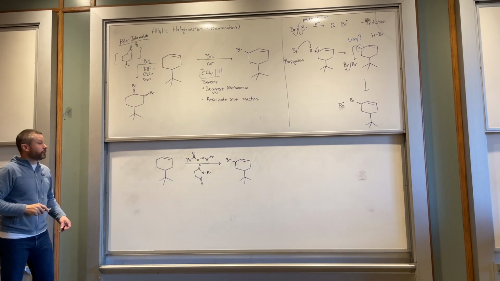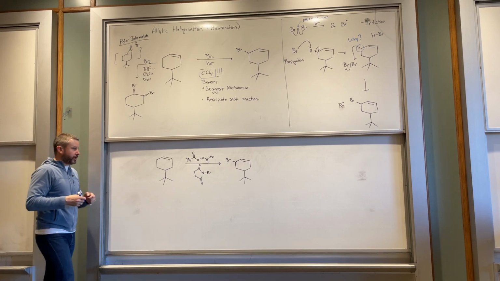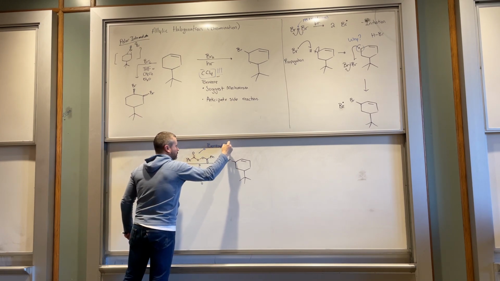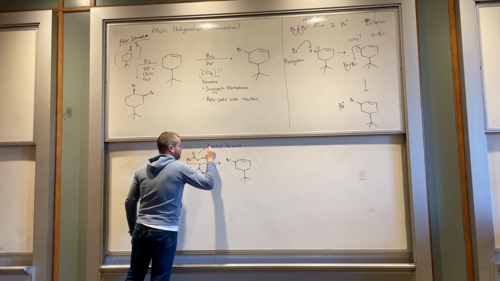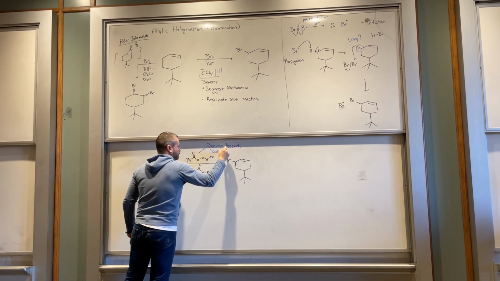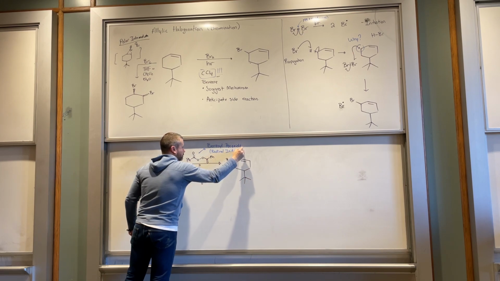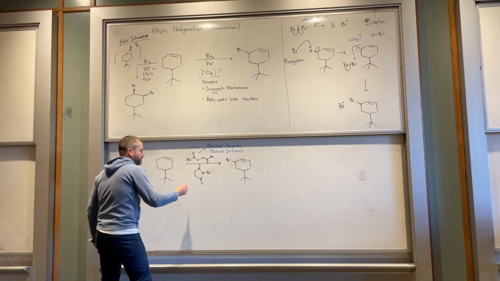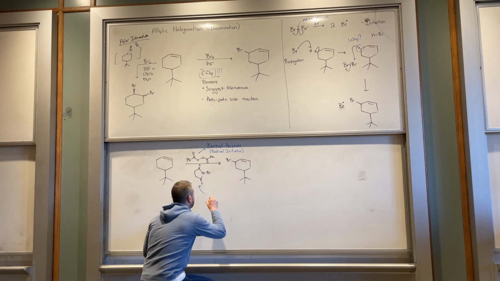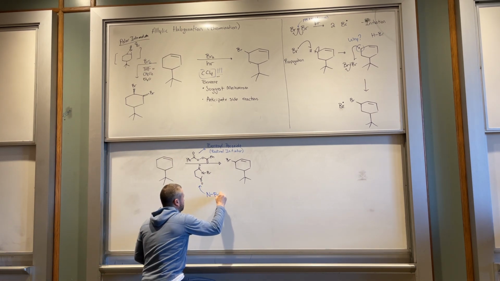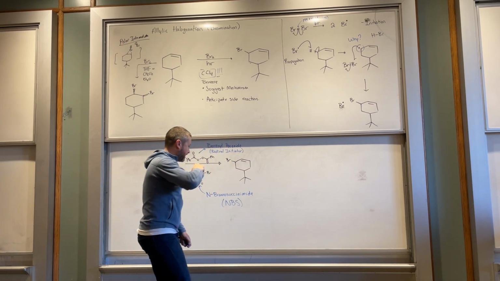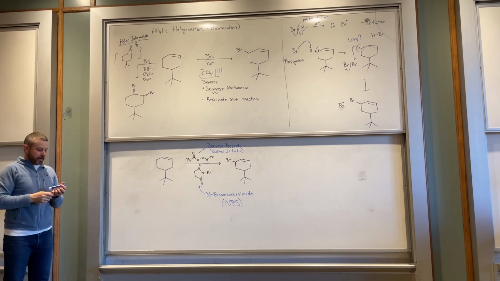So if we use a peroxide radical initiator, and then rather than using molecular bromine as our bromine source, we use a molecule called N-Bromosuccinimide, commonly known as NBS, we can get this reaction to go.